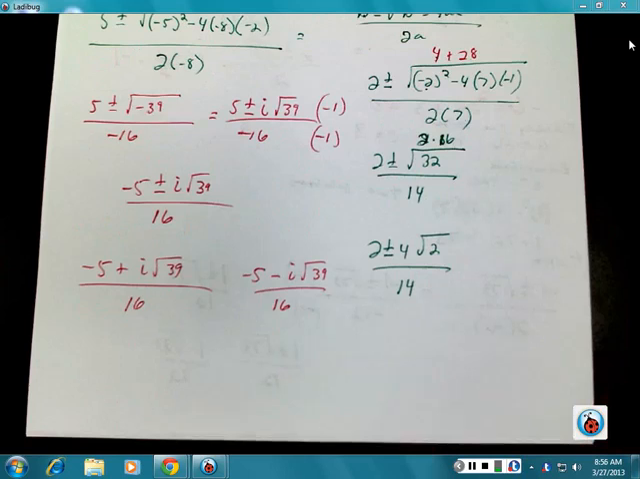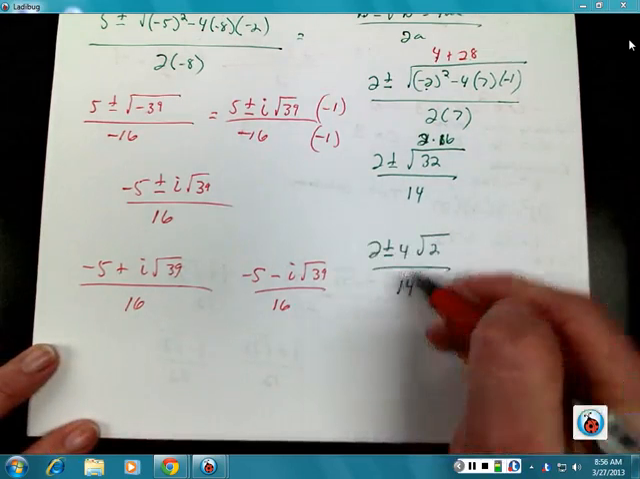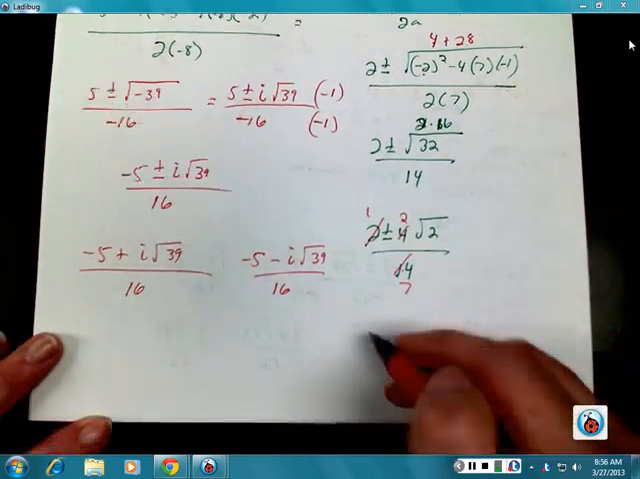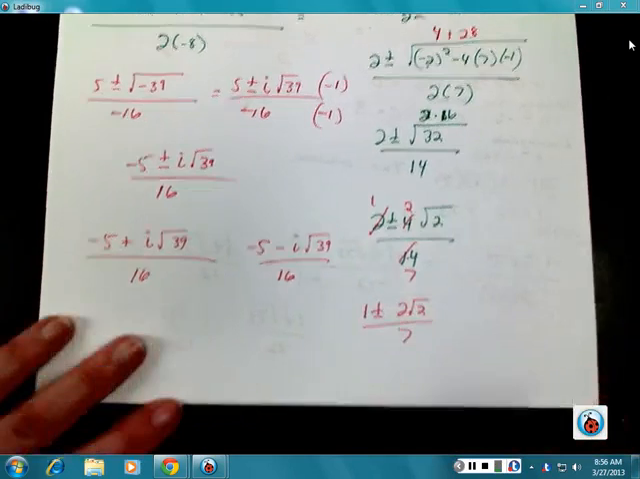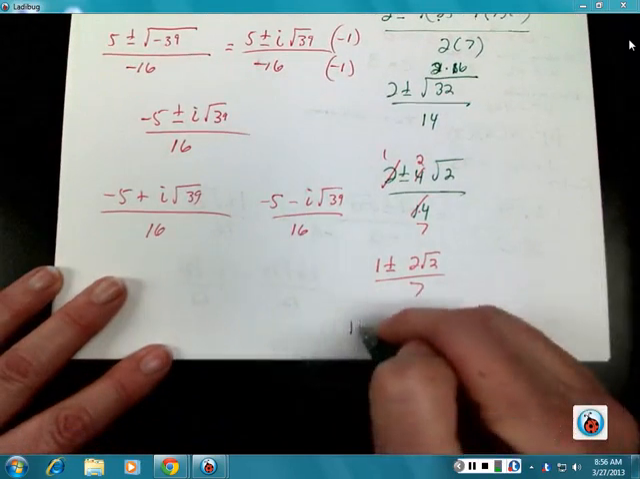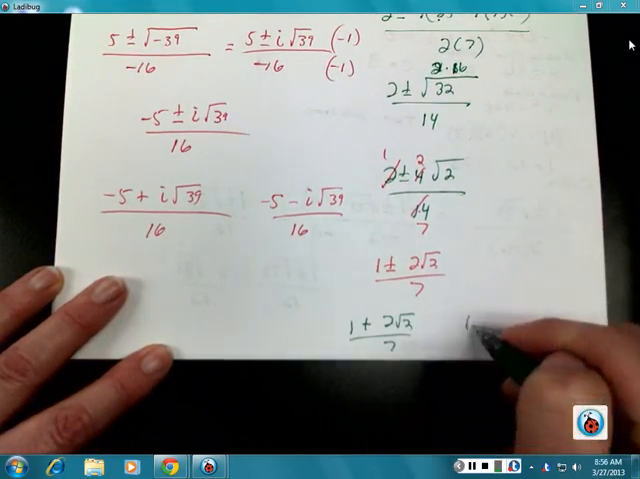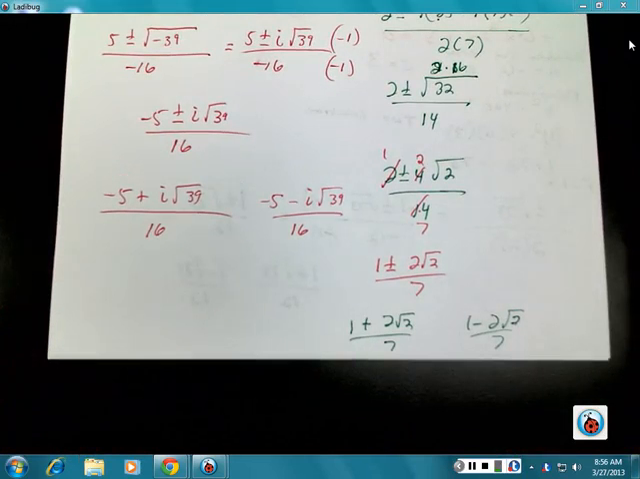If you put that into Hawks right now, Hawks will come back and tell you it's not reduced, right? So that means I can do my triple reduction. This and this and this all have a 2 inside of those. So my true answer is 1 plus or minus 2 times the square root of 2 all over 7. And then in Hawks, of course, they want it broken out: 1 plus 2 times the square root of 2 over 7, and 1 minus 2 times the square root of 2 over 7.